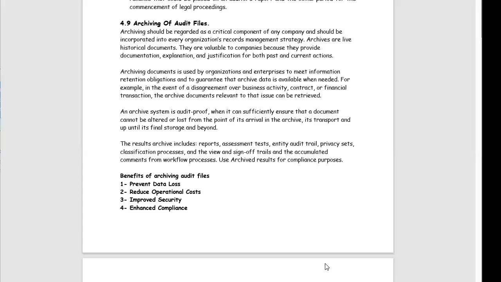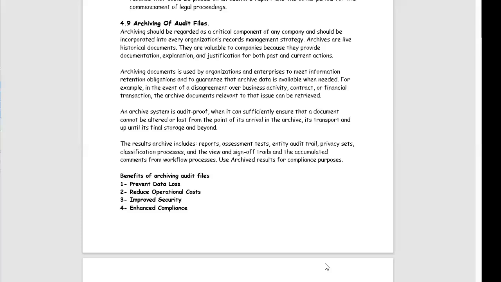Archiving documents is used by organizations and enterprises to meet information retention obligations and to guarantee that archive data is available when needed. For example, in the event of a disagreement over business activity, a contract, or a financial transaction, the archive documents relevant to that issue can be retrieved.